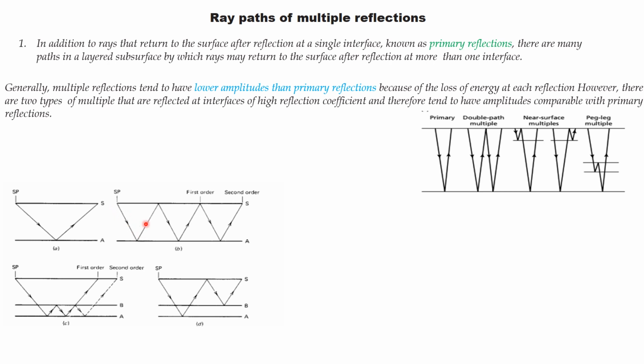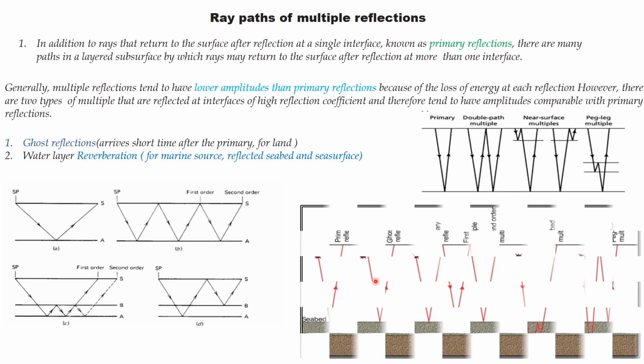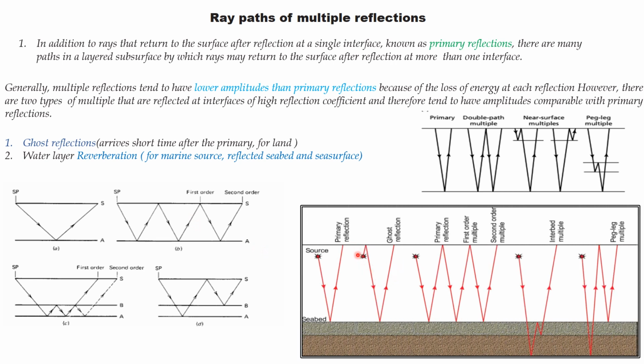You can see this is a first order reflection, this is a second order multiple, and it will have longer travel time compared to the primary. So in a section we can easily detect it. But for water layer reverberation like that, there is a source where the rays are detected at the seabed and then received, and that has an amplitude comparable to the primary.